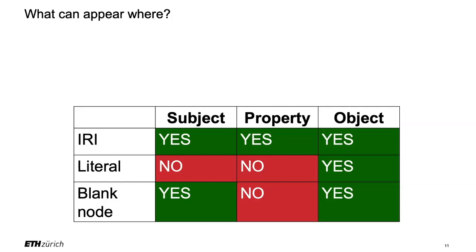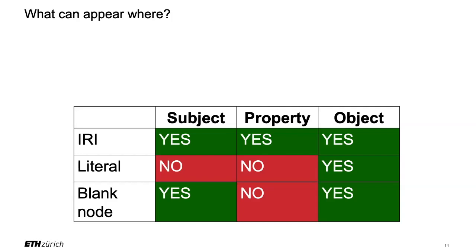Why not a literal? Because you could imagine making statements like 23,000 is not a prime number or that kind of thing, and then the subject is a number, right? But this is not allowed, at least in the basic version of RDF, right? For whom is that clear? What is allowed? Okay, so this is the yes/no table.